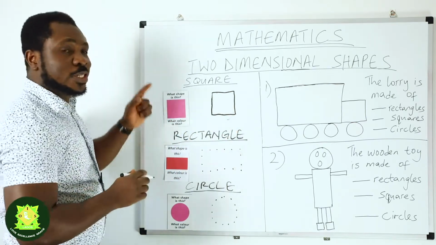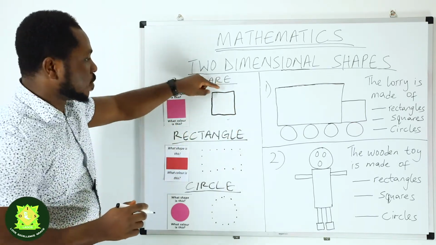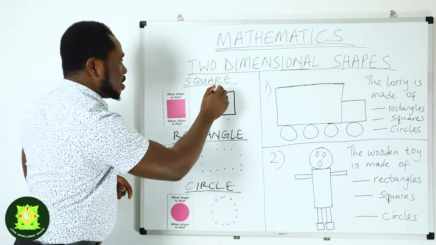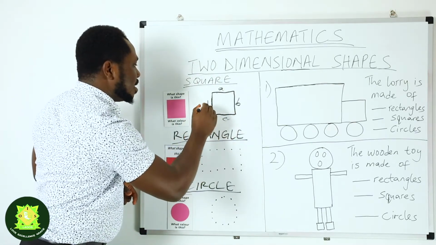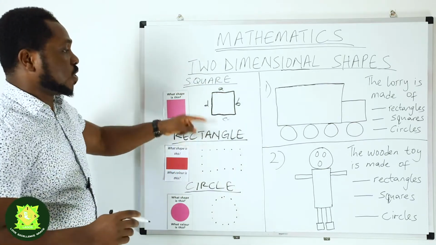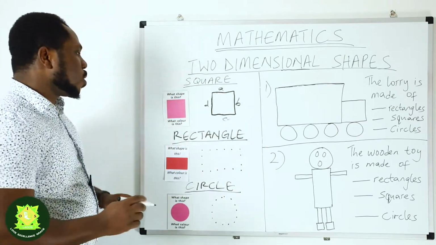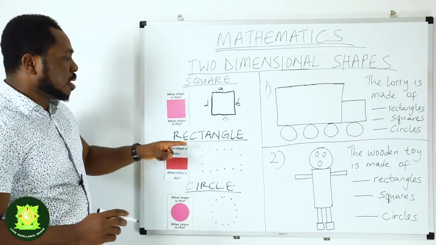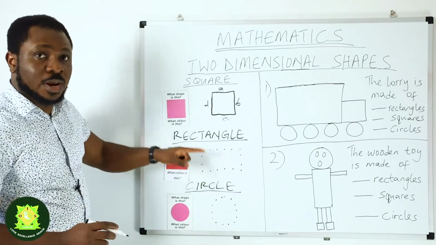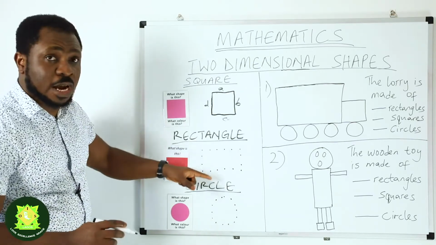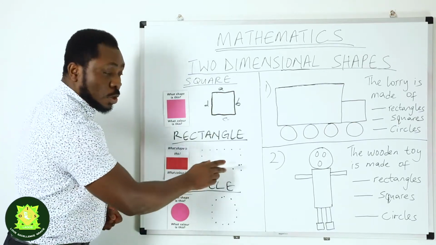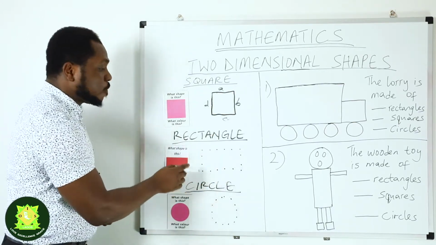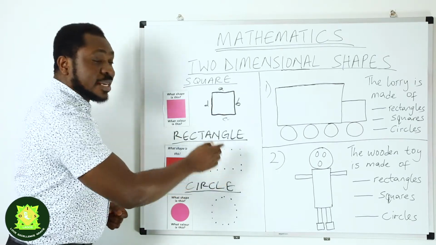So this is what the square looks like. The four sides of a square. Let's say this is side A, side B, side C, and side D. The four sides of a square have the same length. If you look at the rectangle, two sides of the rectangle have the same length. So two pairs of sides of the rectangle have the same length. In this case, the top and the bottom of the rectangle have the same length, while the left side and the right side have the same length.